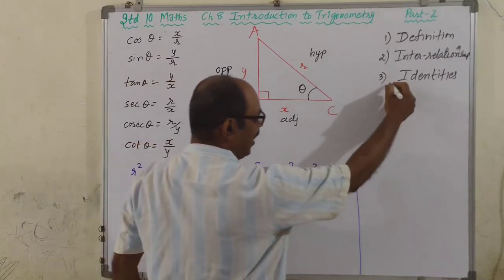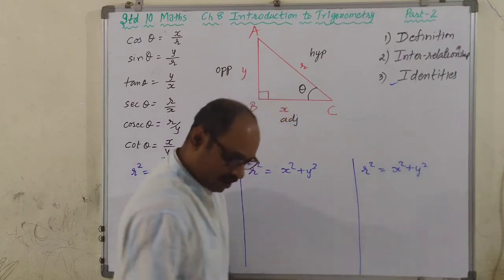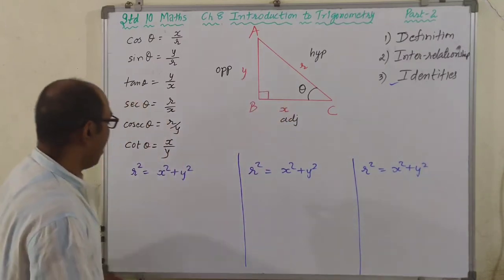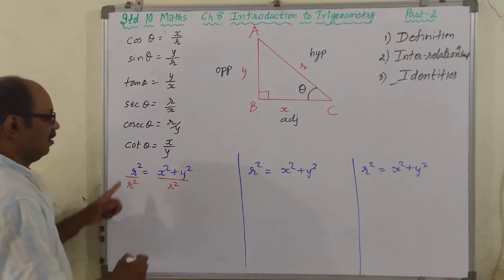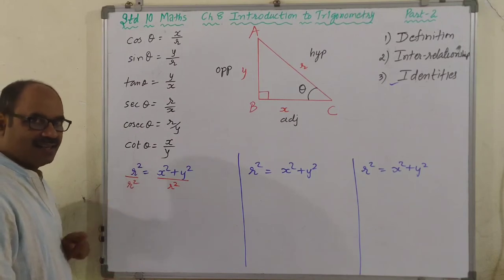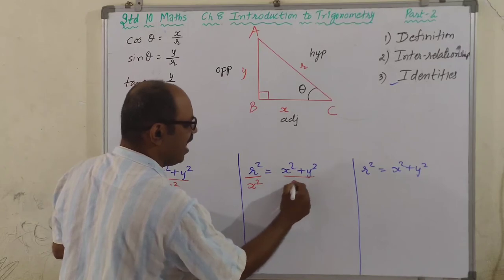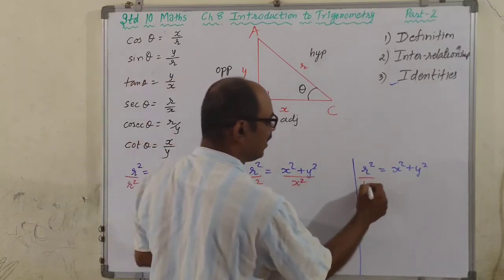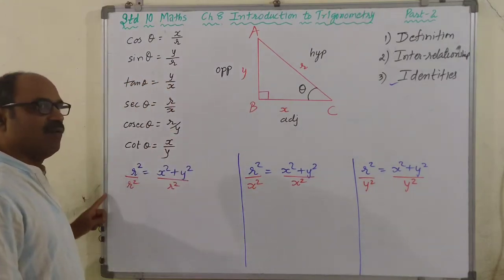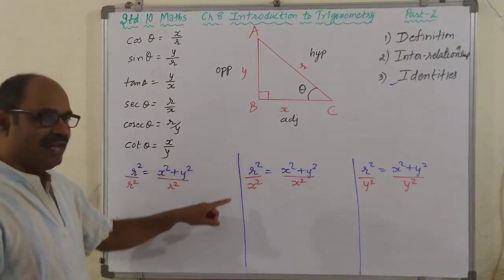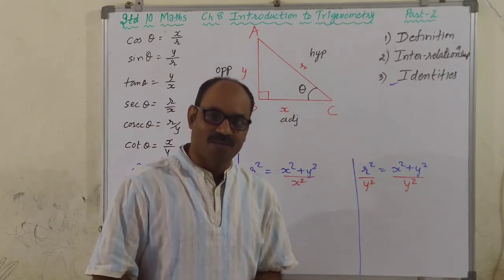I'm going to get three identities. r square is equal to x square plus y square. Children, I divide both sides by r square. Three variables are there, r, x and y. Divide both sides by r square, divide both sides by x square, and divide both sides by y square. Or I can say multiplying 1 upon r square on both sides, multiplying 1 upon x square on both sides, multiplying 1 upon y square on both sides.